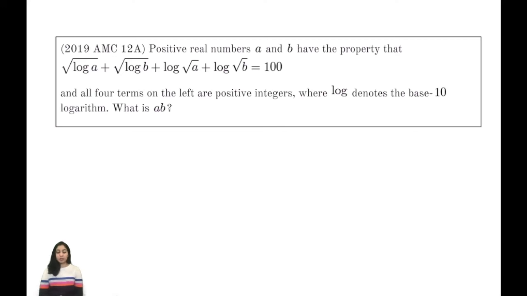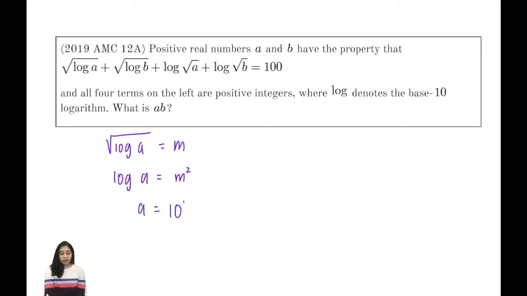So for our terms to be positive integers, we want to find some expression that can represent them. So let's say that the square root of log a is equal to m. That tells us that log a is equal to m squared. And again, we know that log a just means log base 10 of a, so we have a is equal to 10 to the m squared. Similarly, we can do log of b, and the square root of that is equal to n. That tells us that log of b is equal to n squared, and b is equal to 10 to the n squared.